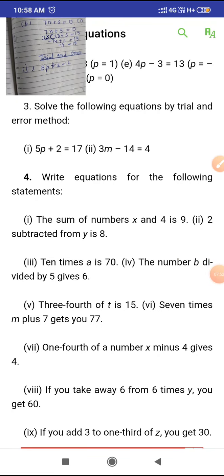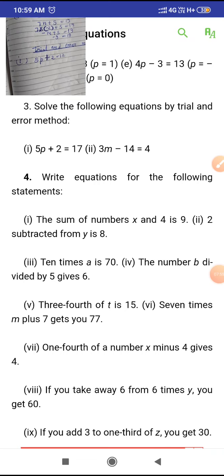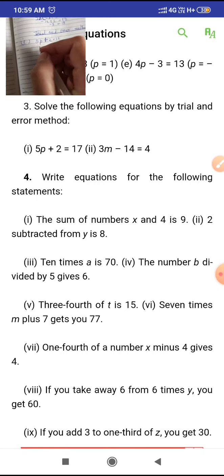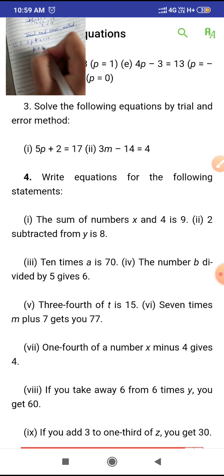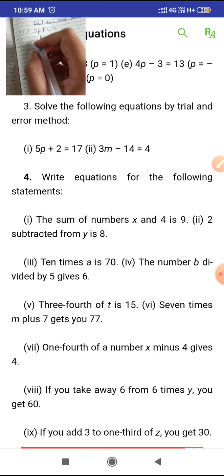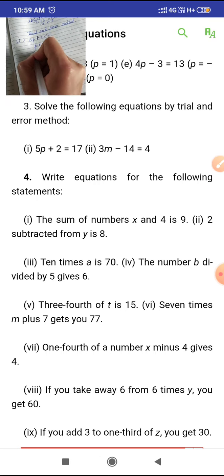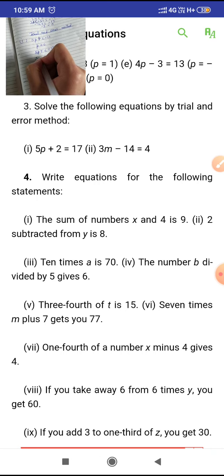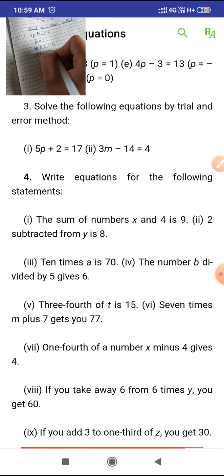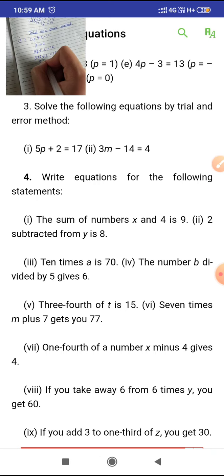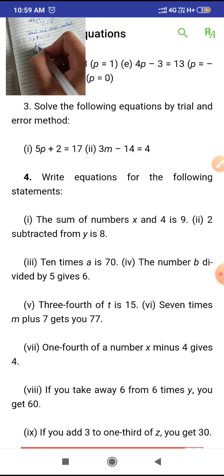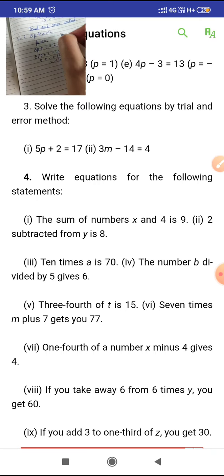In the trial and error method, we put values of our variable until we get the solution of the equation. So here first we put p is equal to 0 in our equation. So we write our equation again and then we put 0 in the place of p. So we have 5 multiplied by 0 plus 2 is equal to 12. 5 multiplied by 0 is 0, plus 2 is equal to 12, and 2 cannot be equal to 12. So this is not a solution for our equation.